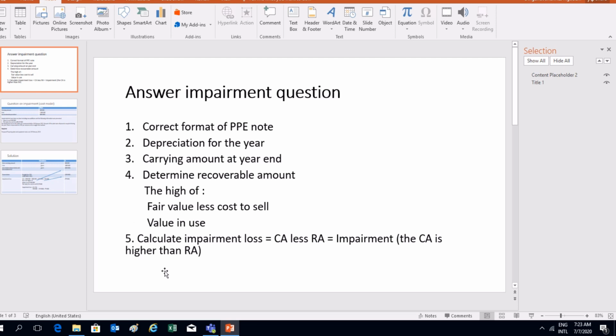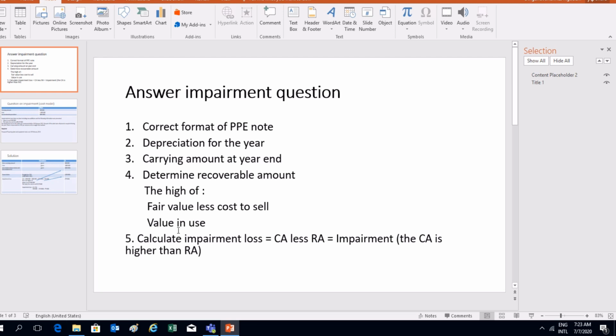How to calculate impairment? Impairment is carrying amount, which is CA, less recoverable amount, RA, equals impairment. Why do we call it impairment? Because the carrying amount is higher than the recoverable amount. The amount that you can recover from the asset is not the same as the carrying amount. Remember, you can't carry an amount where you say I'm carrying 50, but you know very well you can recover 30.